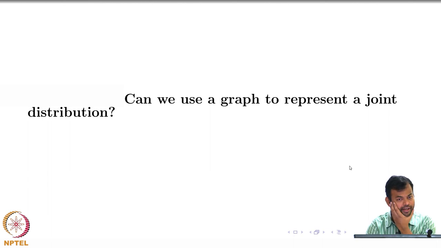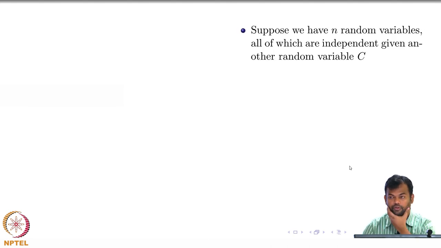We ended with this question, and that's where we'll start the next module, which is, can we use a graph to represent a joint distribution, right? So let's see what I mean by that and how to do it. So suppose we have n random variables and all of them are independent given another random variable C. Okay. So what is the total number of random variables that you have? N+1, right? Of these, n random variables are independent of each other, pairwise independent, given the random variable C.